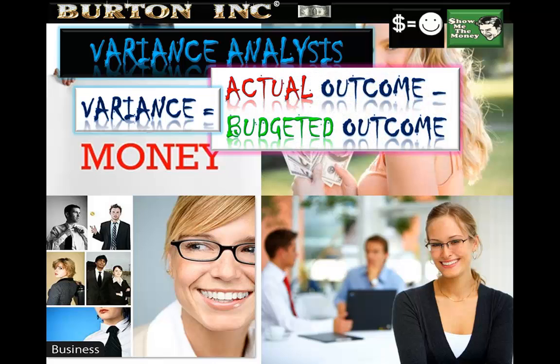So here we have variance defined in accounting terms. It's an actual outcome less the budgeted outcome. Actual outcome, 120,000 in sales coming through. We budgeted for 100,000 sales coming through. We have a variance of $20,000.